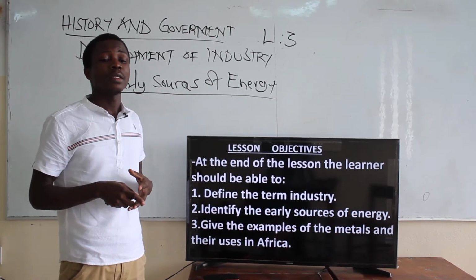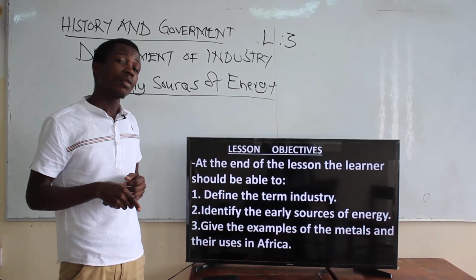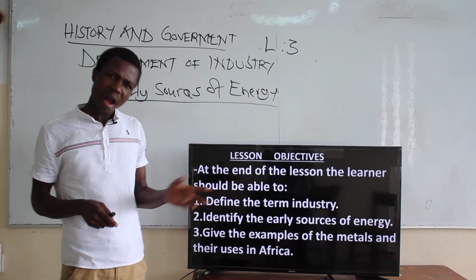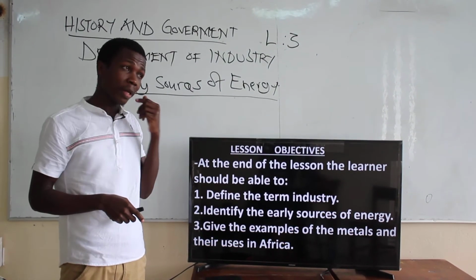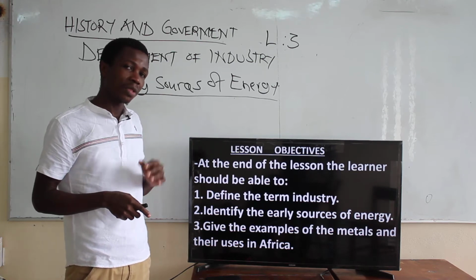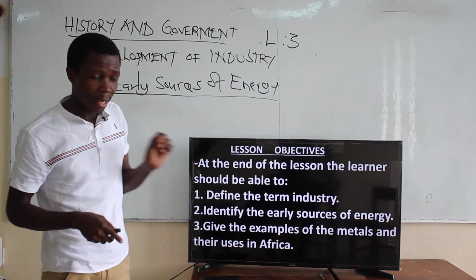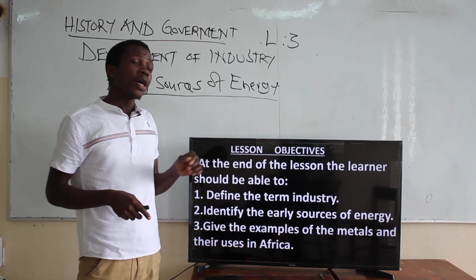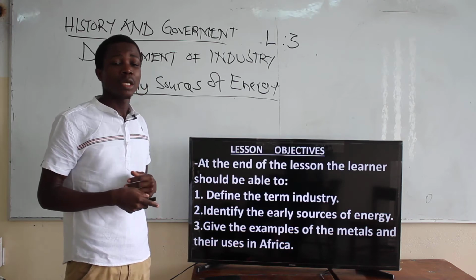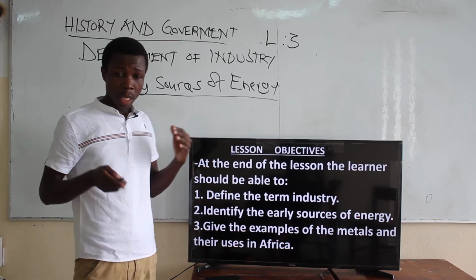Then the learner should also be able to give examples of metals and their uses in Africa. We will look at some of the ancient metals that were used after the stone. Remember, the Stone Age period was the one that they started with, and that is where industrialization started. Later, man renewed his skill and introduced tools that were made of metals. So we'll be talking about that connected to the industry.